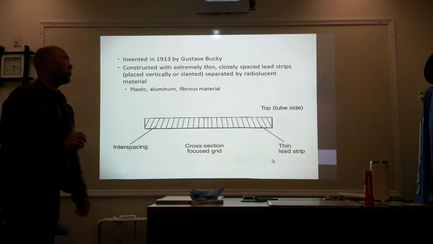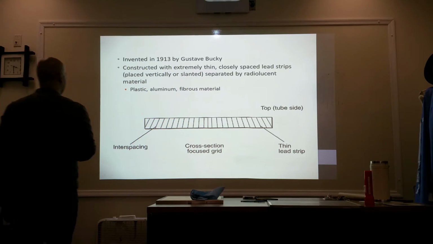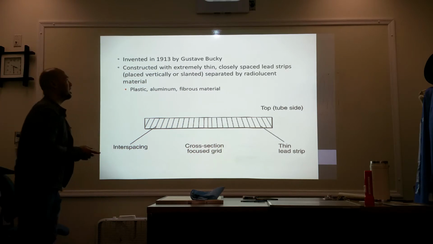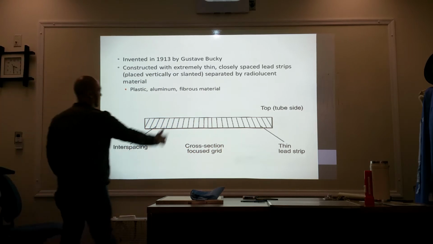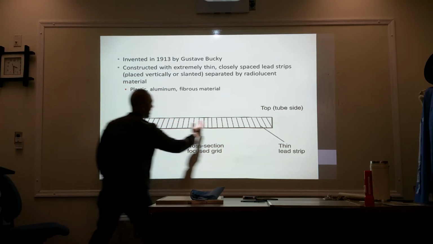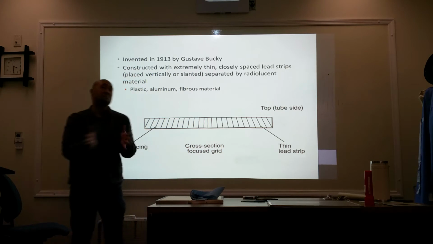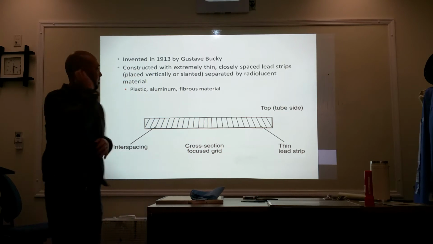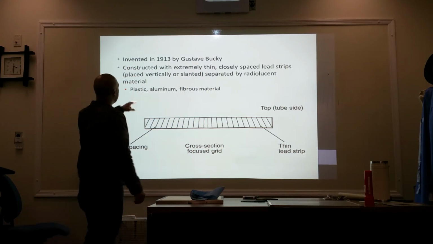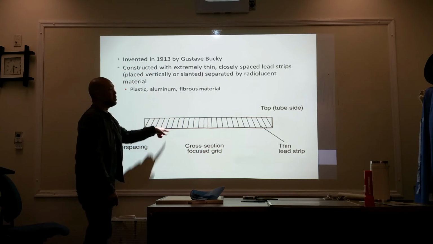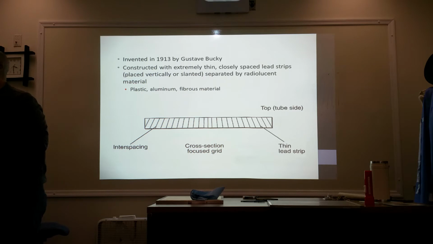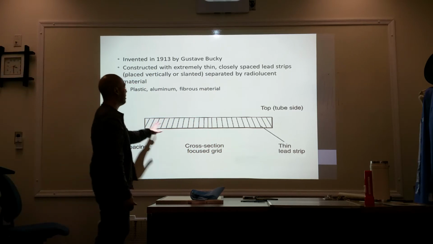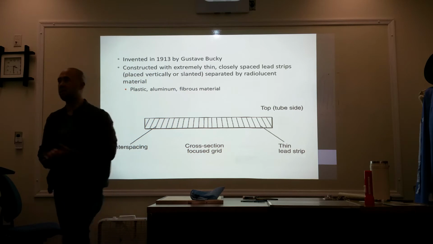Invented in 1913 by Gustav Bucky, it is constructed with extremely thin, closely spaced lead strips placed vertically up and down or in a slant to match the beam divergence, with radiolucent material in between each strip. It can be plastic, it can be aluminum, it can be some kind of fibrous material, but it's placed between the strips to keep the strips separated.